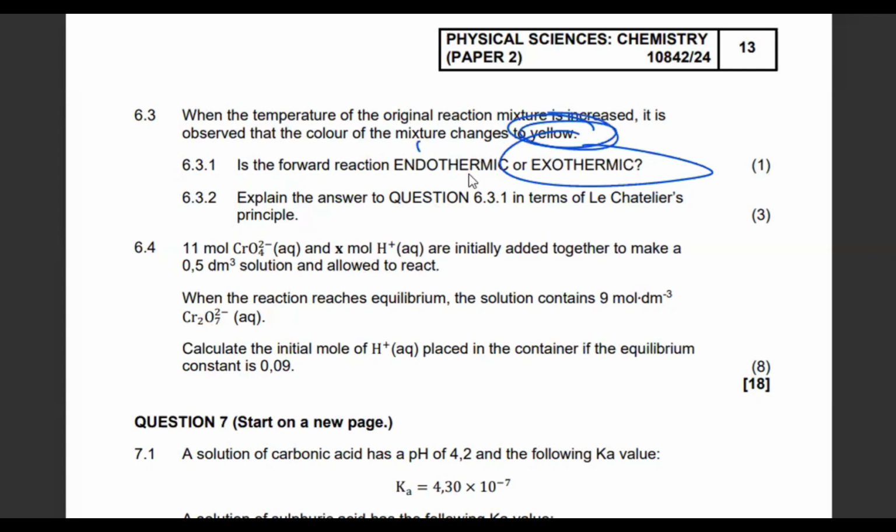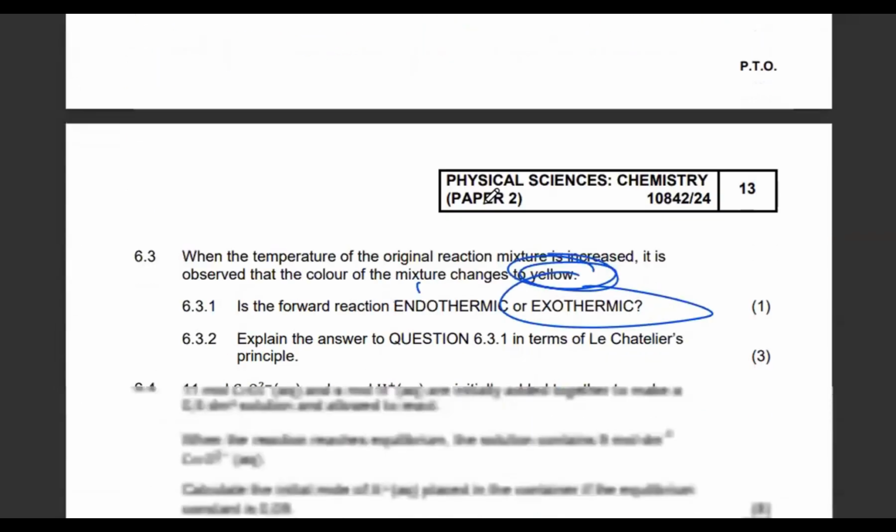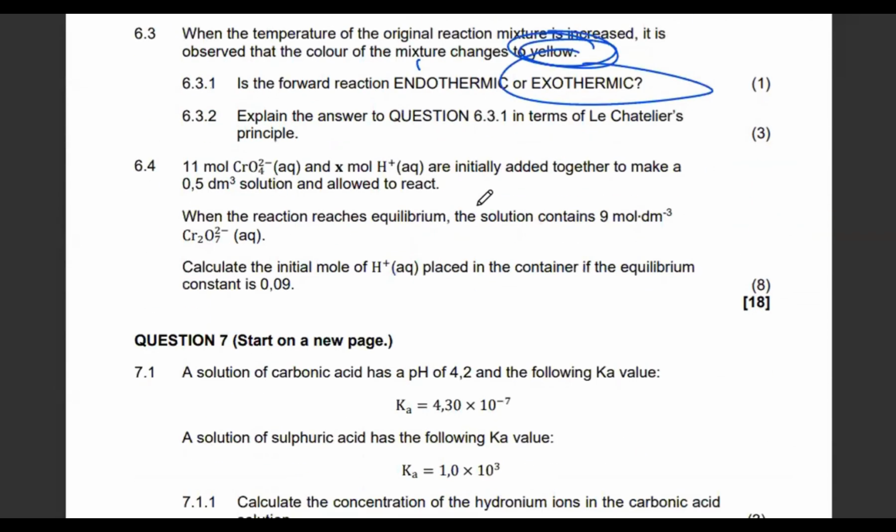So it means that the reverse reaction is the one which is favored due to the increase in the temperature. It means that the reverse reaction is endothermic, while the forward reaction is exothermic. Therefore, the reverse reaction is endothermic, and then the forward reaction is exothermic. So that's how you're supposed to explain it.